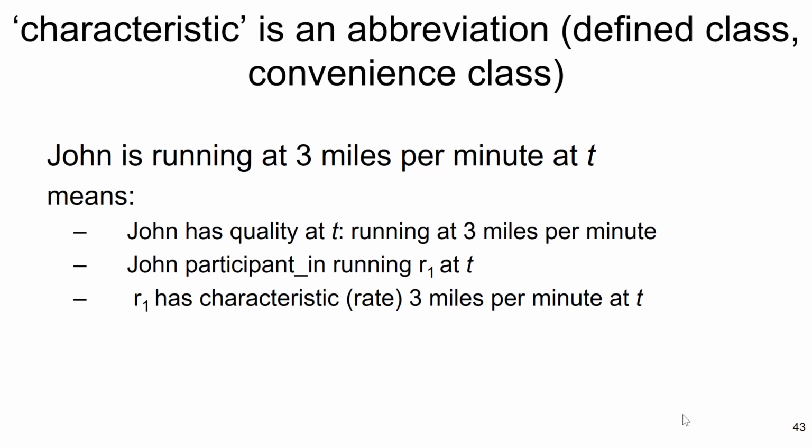So what it means to say, for instance, that John is running at 3 miles per minute at a certain time is that John has a certain quality, namely the quality of running at 3 miles per minute at that time. Now, it's also the case that John is a participant in a running process at that time, and we can infer from that, using this defined class, that the running process has this characteristic of having the rate of 3 miles per minute at that time. So it's a very simple trick, but it works in order to make PATO conformant to BFO.